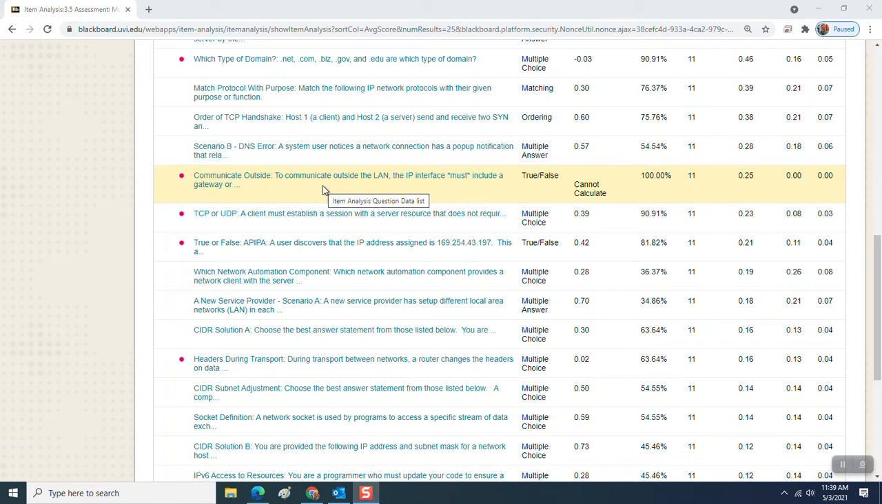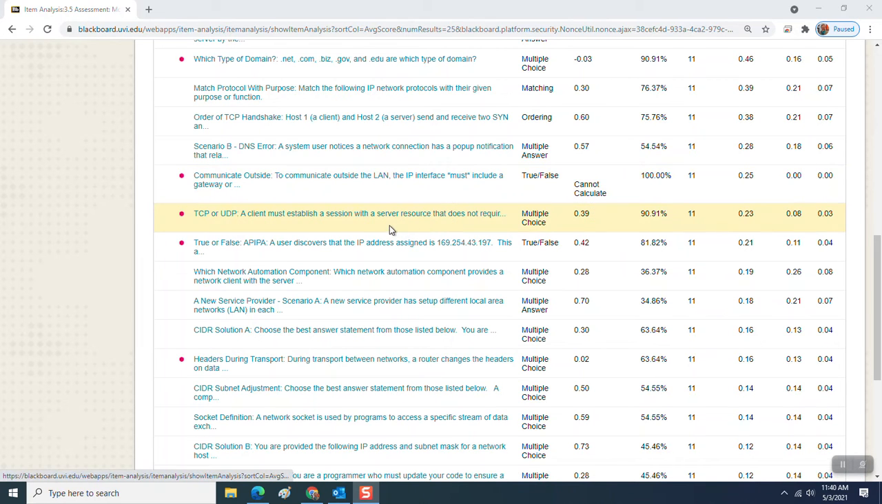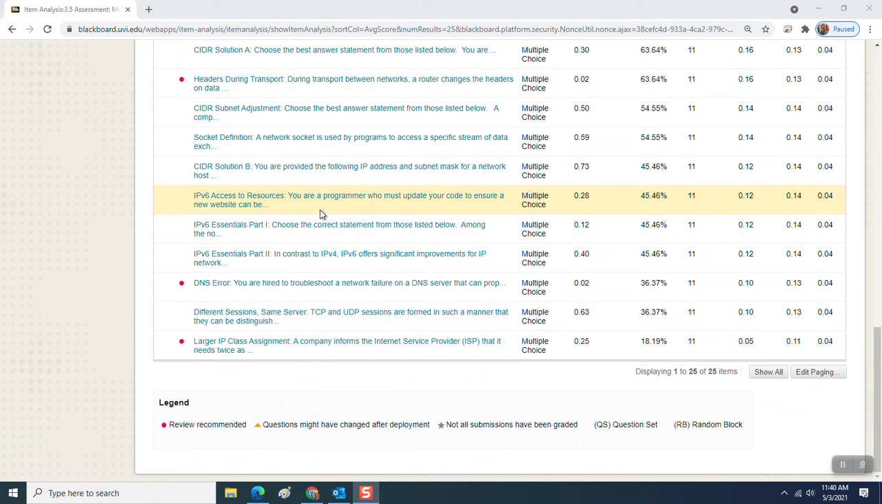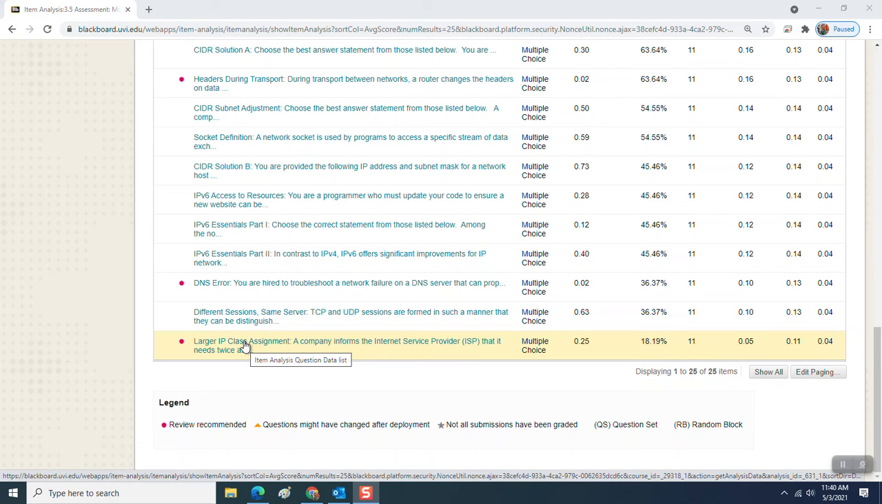Anything where you couldn't calculate, all students got this question correct. Communicate outside the LAN, must include a gateway. Yes, everyone got that correct. And nearly everyone got this one correct. So we won't be reviewing these two, but you're free to let me know if you'd like me to review anything after the item analysis is finished.